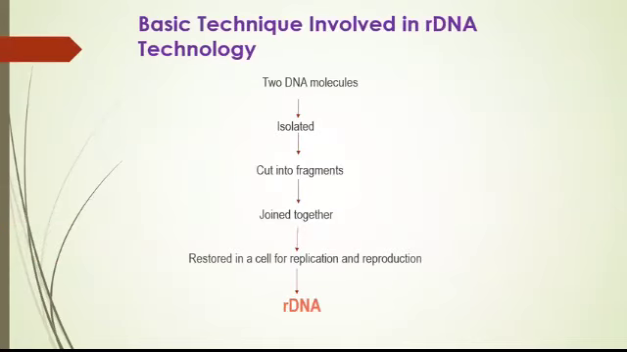The basic technique involved in recombinant DNA technology is shown with the help of this flow diagram. The basic principle is very simple. In this technique, two DNA molecules are isolated, then they are cut into fragments with the help of a specific enzyme. Then these DNA fragments from two different DNA molecules are joined together in a desired combination and restored in a cell for replication and reproduction. Thus, this new DNA with a new combination is known as recombinant DNA, that is rDNA.